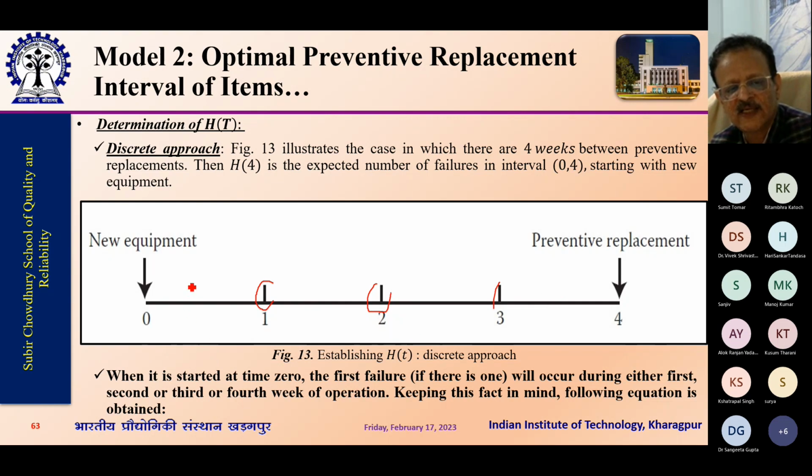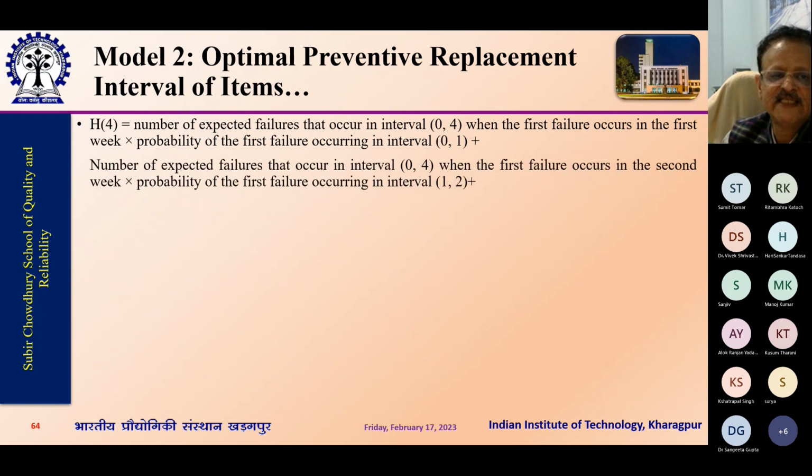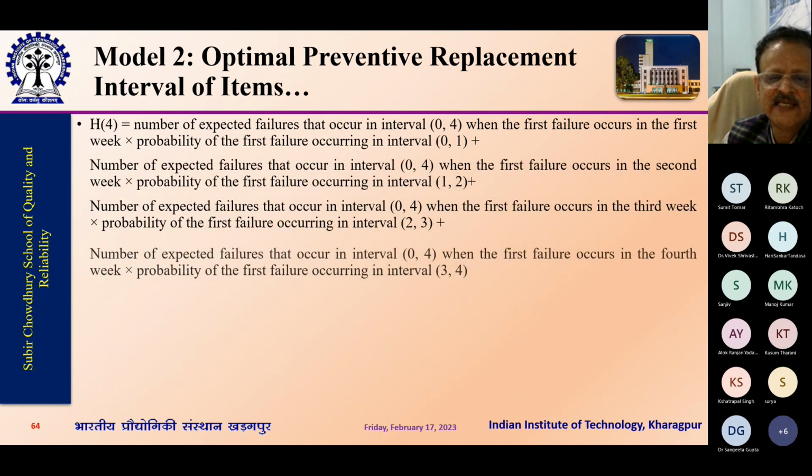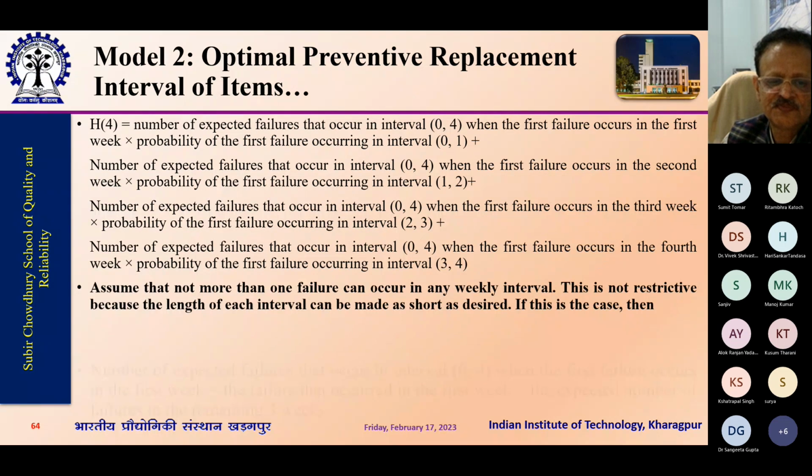The first failure can occur in this week, and what are the expected number of failures in the remaining? Or the first failure can occur during the 2nd week. Then what is the expected number of failures in the remaining weeks? Or the first failure might occur in the 3rd week, and what are the expected number of failures in the remaining? So based on this, the equation was derived. There are 4 components.